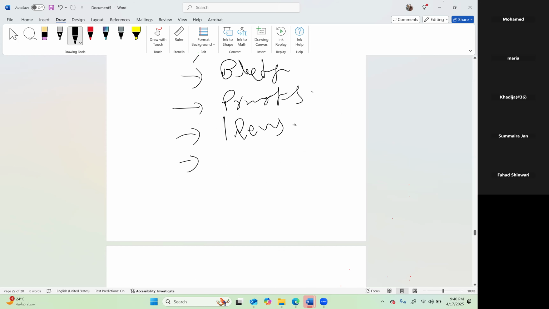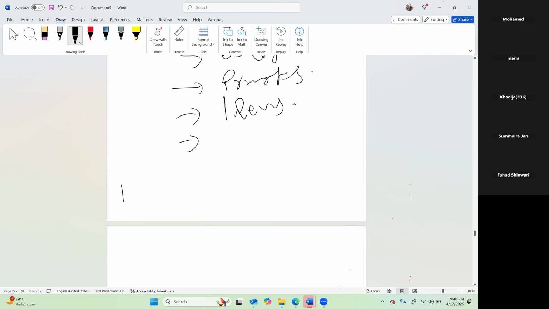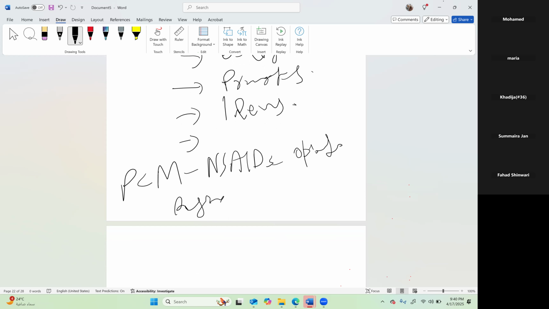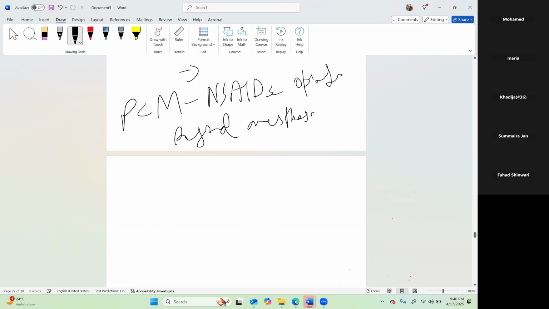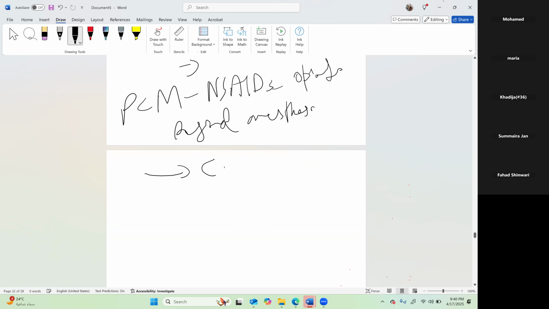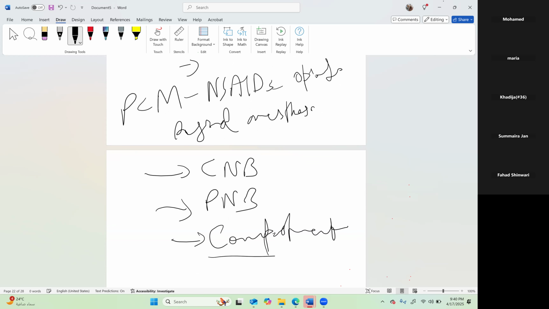So now what are the combinations? The combination will be paracetamol, NSAIDs, opioids, regional anesthesia. Regional anesthesia you can divide into central neuraxial block, peripheral nerve block and compartment block. Can you tell some of the compartment blocks which we use in anesthesia?